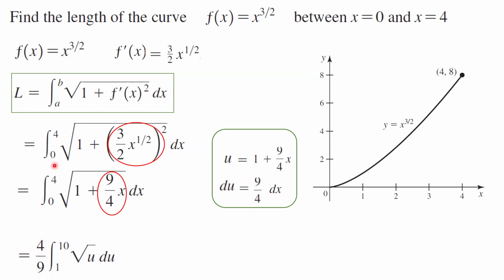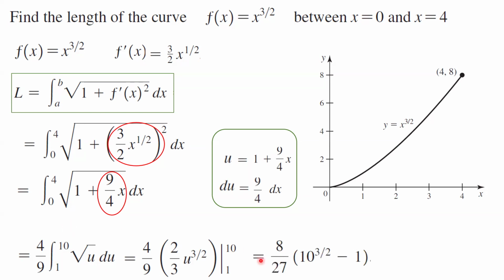And since your x is equal to 0, if you plug that in here, your u becomes 1. And when x is equal to 4, you plug that in here, you get 1 plus 9 equals 10. That's how you end up with 1 and 10 as the lower bound and upper bound of the integral. Now, this is equal to 4/9 times 2/3 u to the power 3/2, and u ranges between 1 to 10. In turn, it's equal to 8/27 times (10 to the power 3/2 minus 1). If you use a calculator, you get approximately 9.1 units as the length of this curve.